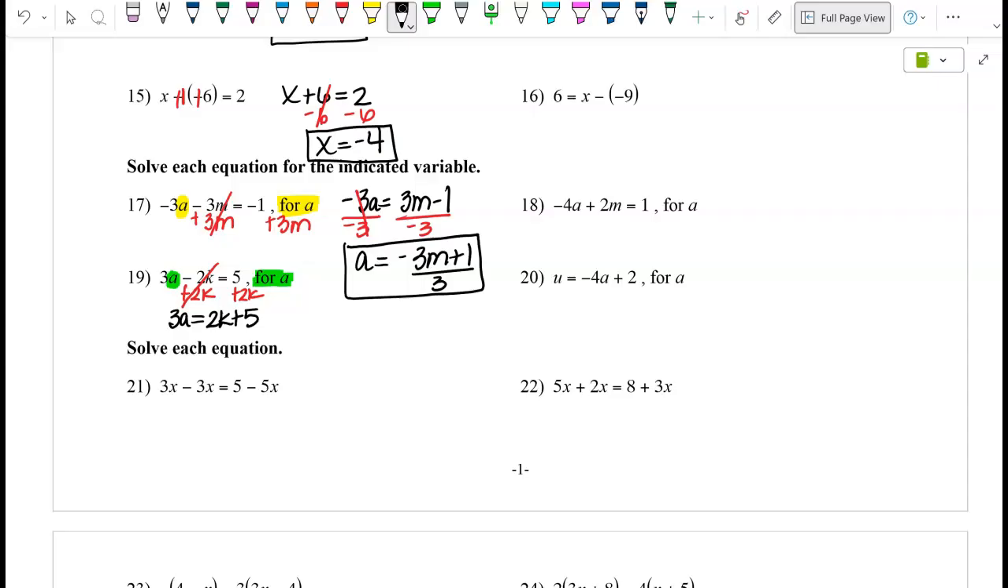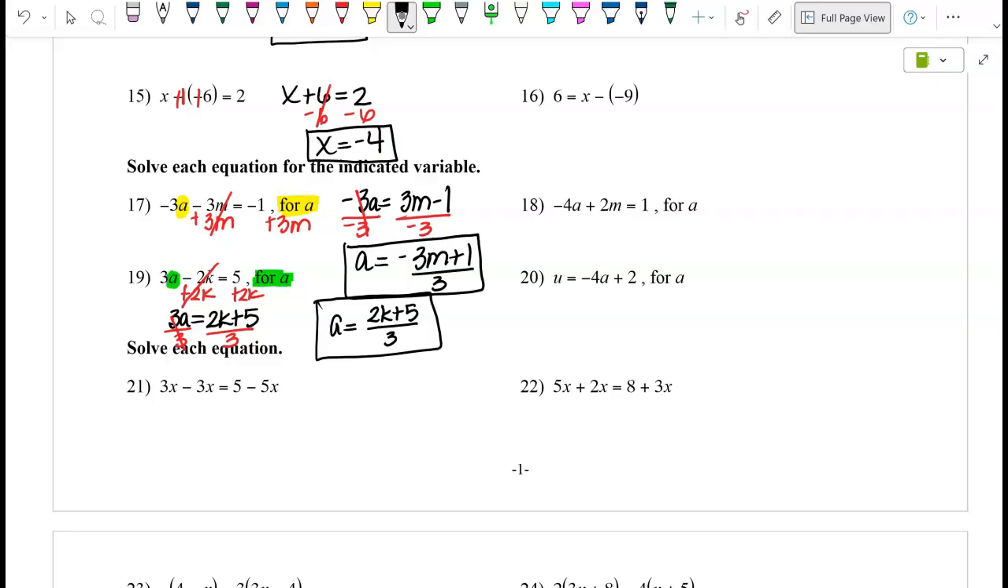And then Lila, what do I need to do next to both sides to get a by itself? I need to divide by 3. So a equals 2k plus 5 divided by 3, or again, if you have 5 plus 2k divided by 3, that is the same thing. It's just normally you'll see them writing the one with the variable before the constant.